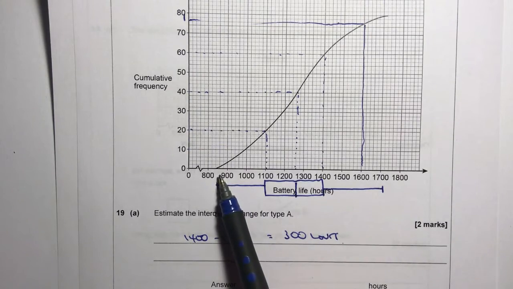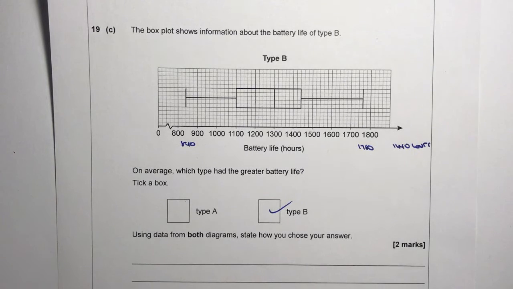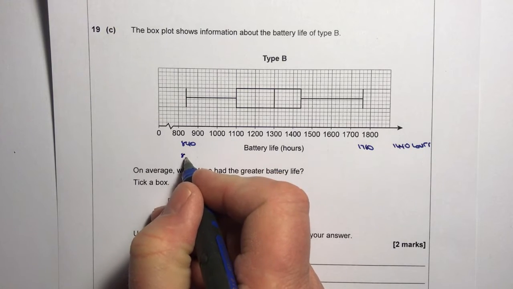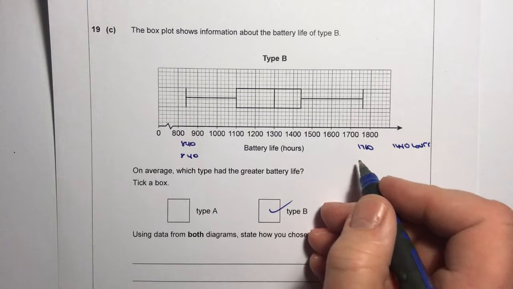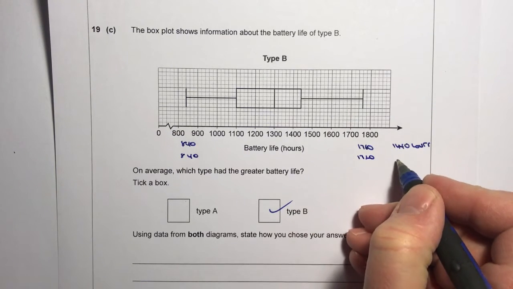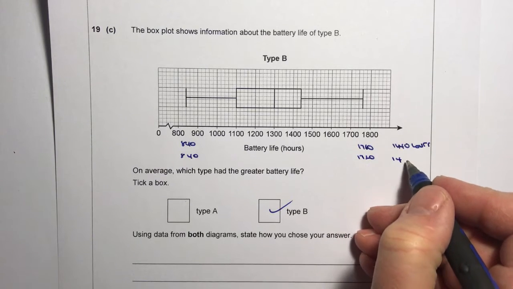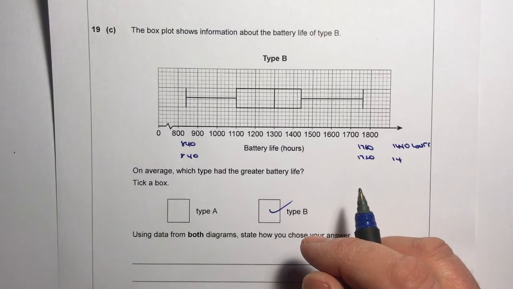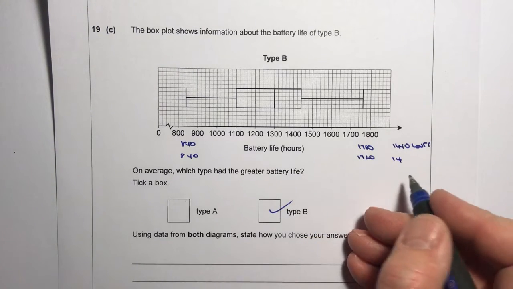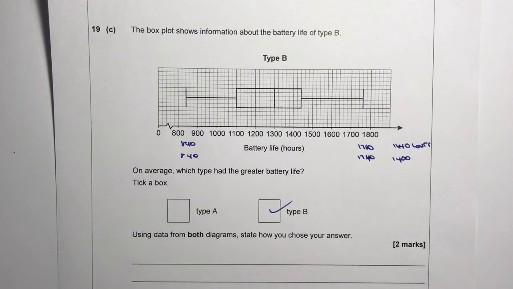And the difference between this one and this one, if I write it onto here, is that type A is going to be 840 still, but the highest value is 1740, so that's 1400 hours. That's more like it. 1400 hours.